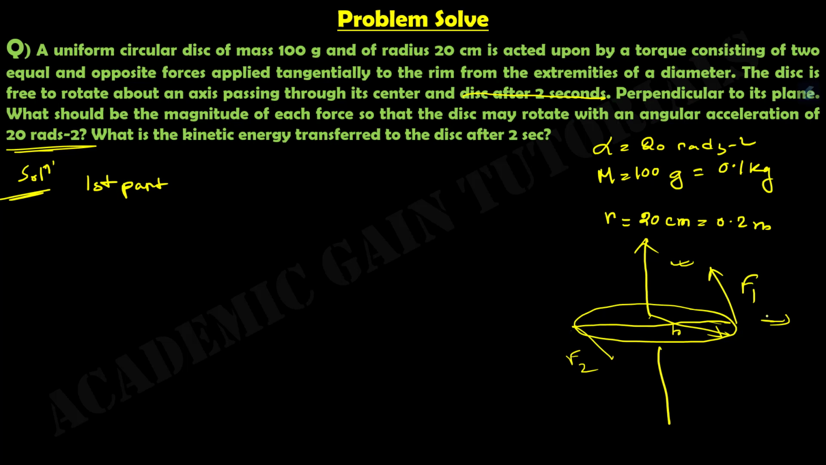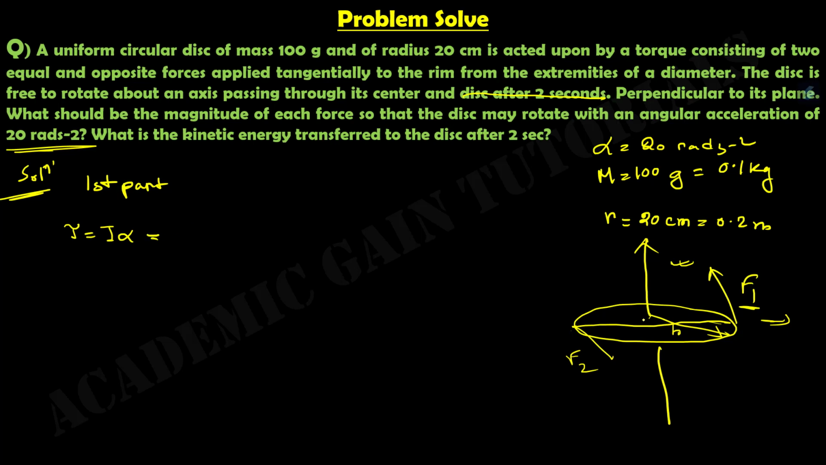So we have to find out the magnitude of each force so that the disk may rotate with an angular acceleration of 20 radian per second square. We know for torque, tau equals I alpha. We solved this in our previous problem statement. So first of all, our alpha is given. So what will be our I? Now we have to find out our I.